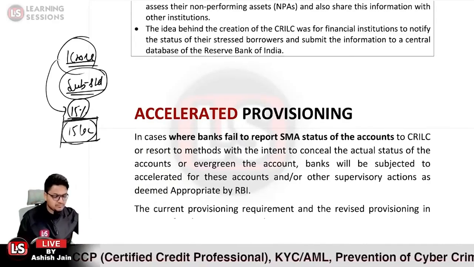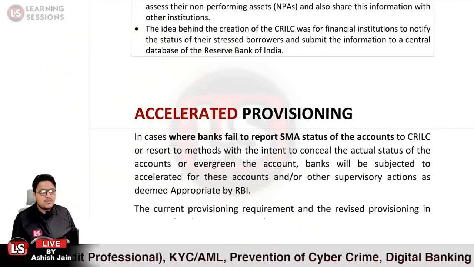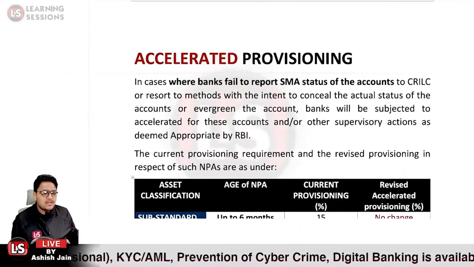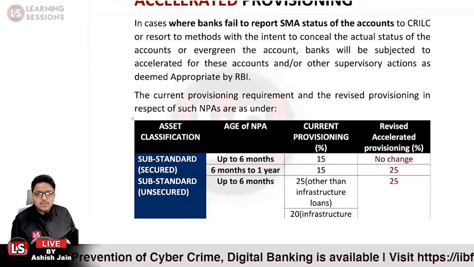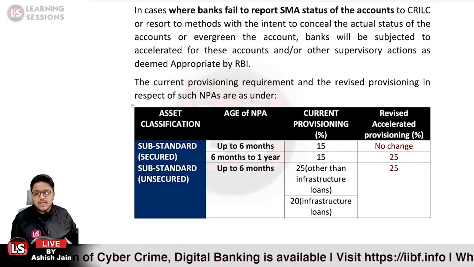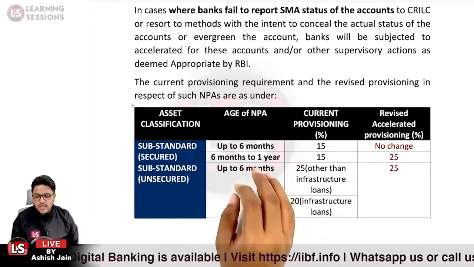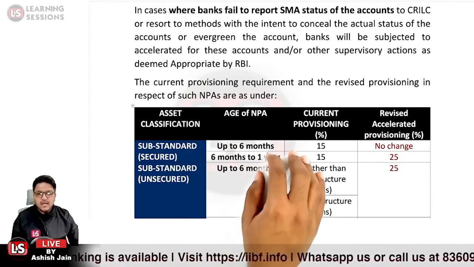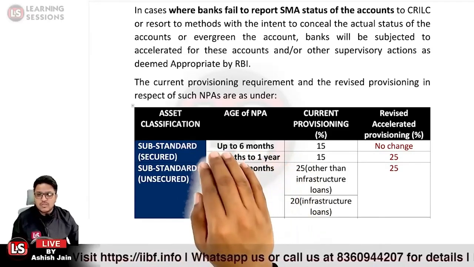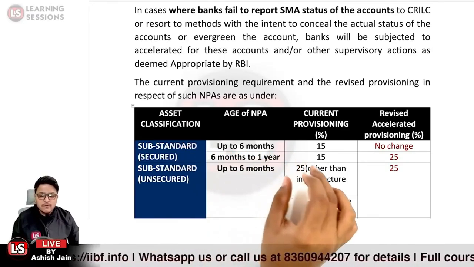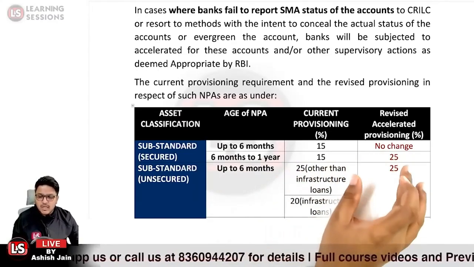Is that clear? That is related to the accelerated provisioning norms. Let us consider the table related to it. First of all, if the loan amount is a substandard and the age of NPA is up to 6 months, in that particular case, if it is a secured substandard account, 15% of the provision is to be maintained and there will be no change related to it.